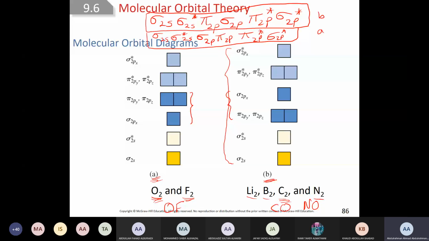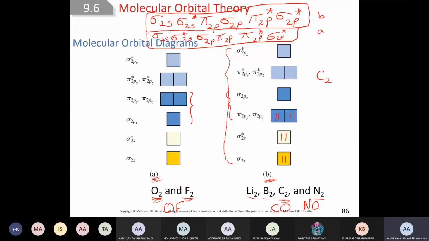Now, if I have a C2 molecule, and I want to know the shape of the C2 molecule. How many electrons do I have in the valence of carbon? 4. How about I have two carbons? This means a total of 8. Where am I going to put these 8 electrons? 1, 2, 3, 4, 5, 6, 7, 8. Is this clear? Yes.